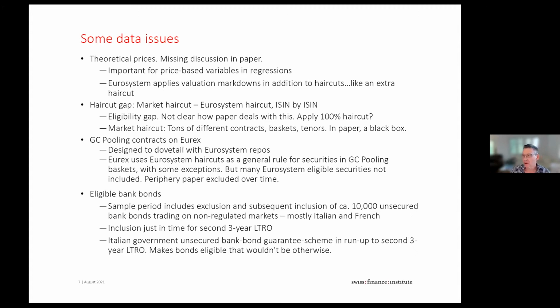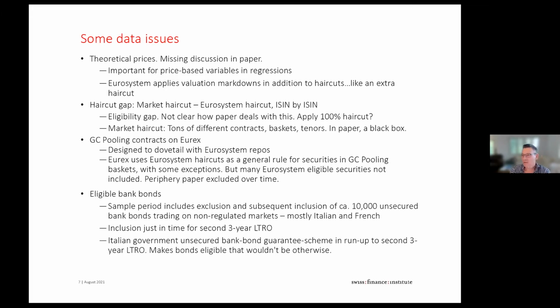We don't know how eligibility gaps are dealt with. Do they apply a 100% haircut, or do they only look at ISINs that they find in the private markets, that they look at Eurex and LCH? I don't know. It's not clear. It's not discussed. And in the markets and on these two exchanges, there are tons of different contracts, different baskets, different tenors. We don't know what they do. And not all of these kinds of contracts are really, I think, comparable.